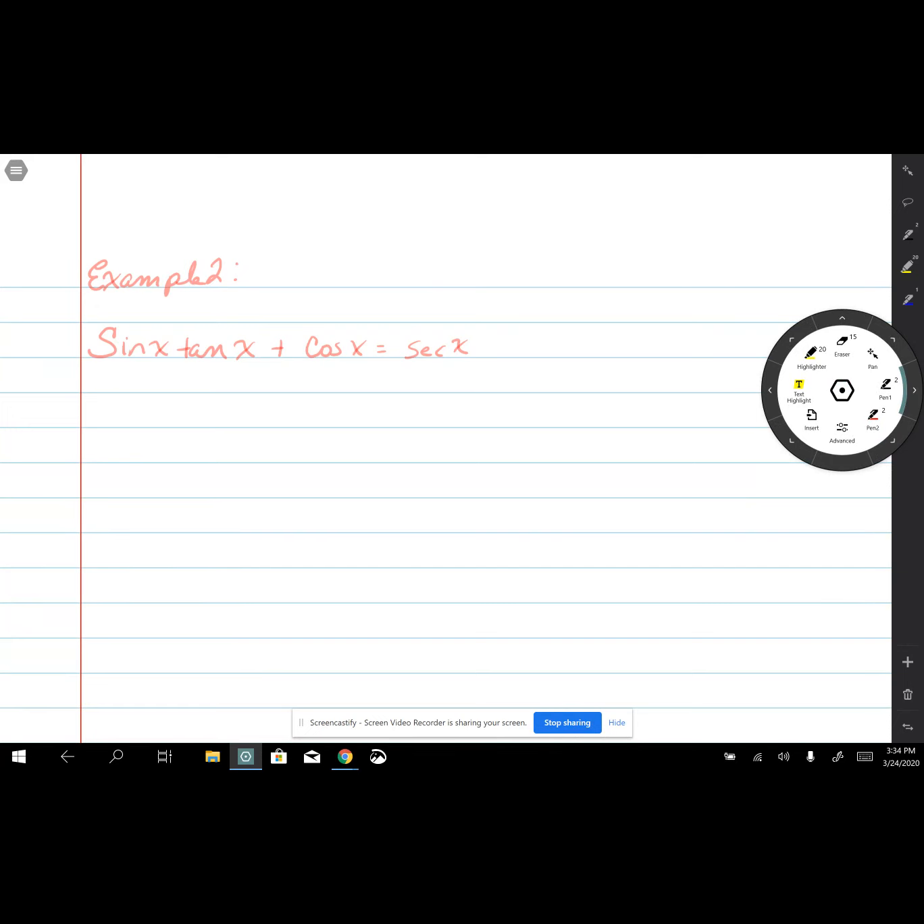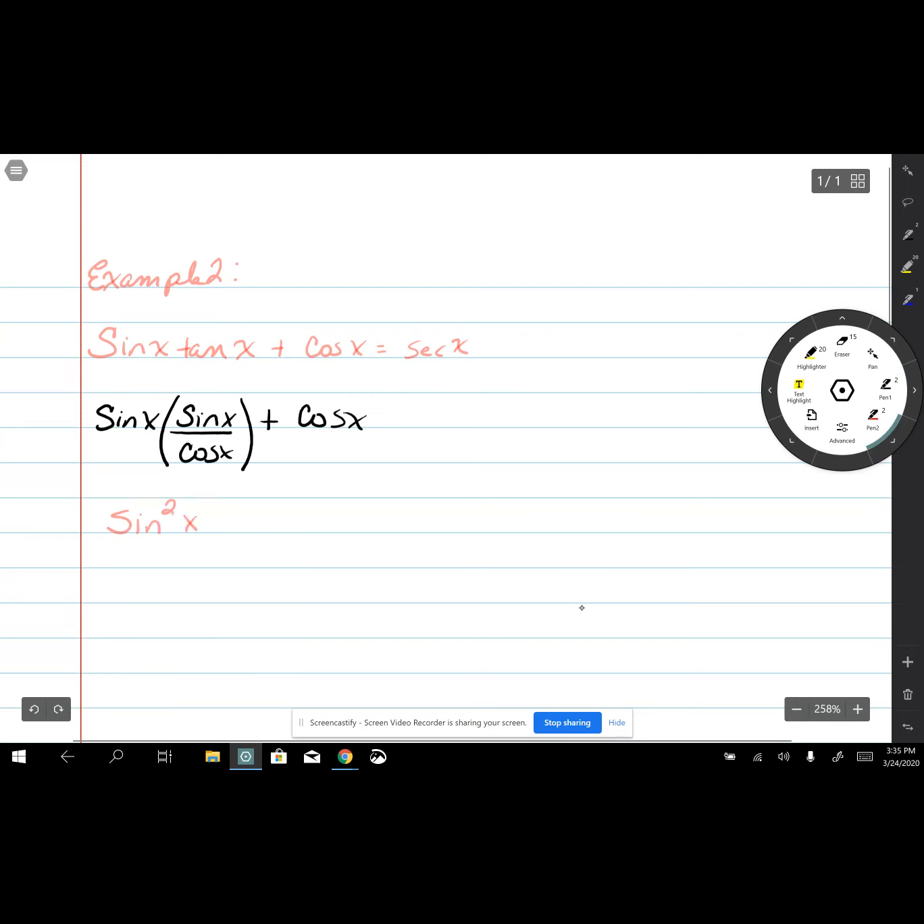So we're going to tackle this sine x, tangent x first. There's nothing that we can do with sine x, so we're going to leave that alone. However, the tangent of x we can rewrite as sine x over cosine x. Okay? And then we're left with this cosine x over here. So that's the conversion piece. So now let's clean this up a little bit. We wind up with sine squared of x, that's 2 sines, over cosine of x, plus cosine of x.